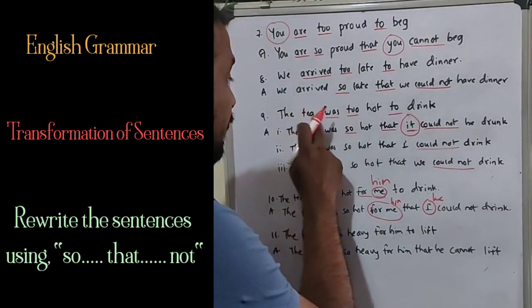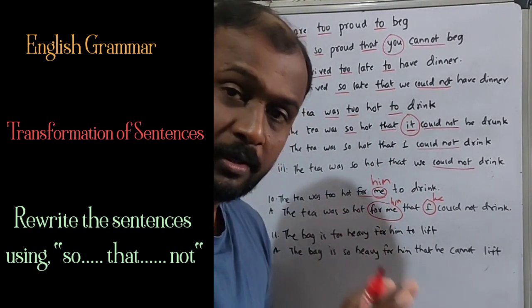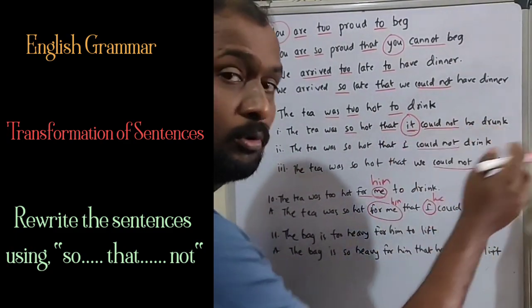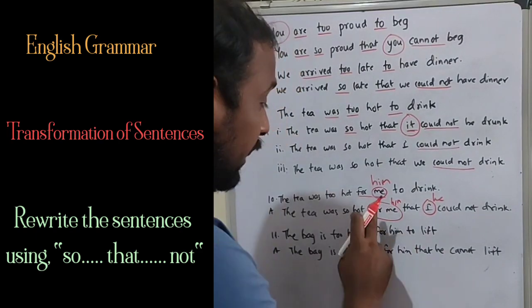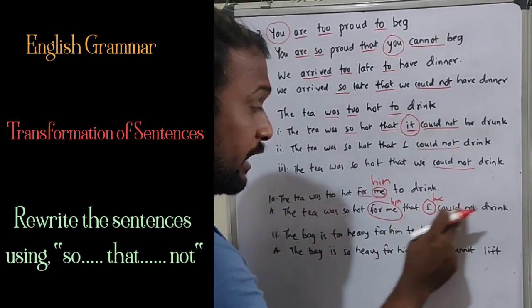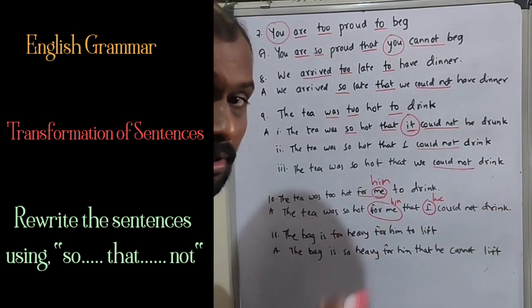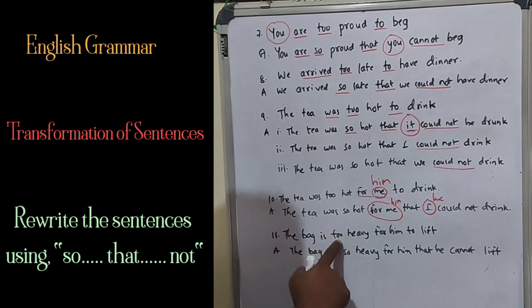See, when it is "the tea was too hot" and there is no "for me," "for him," "for you," then you can write in any way you like: it could not be drunk, I could not drink, we could not drink, they could not drink, she could not drink, whatever you want. Whereas when it is for me, you have to write I could not. When it is for him, you write he could not. When it is for her, you write she could not. Got the point?